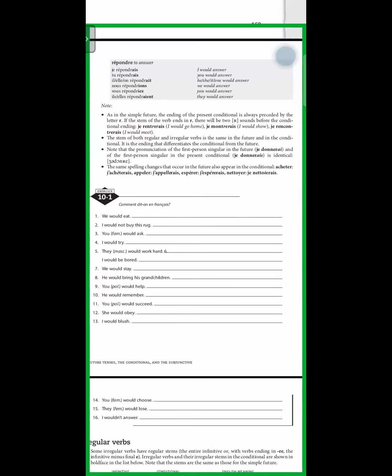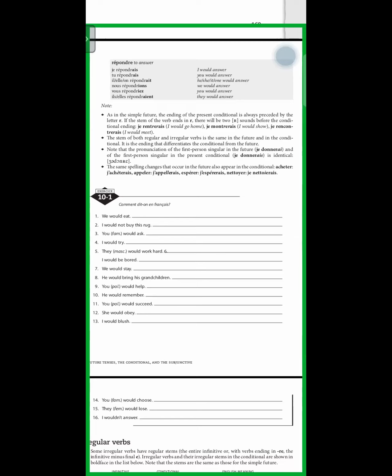If the stem of the verb ends in R, there will be two R sounds before the conditional ending, e.g., je rentrerais, I would go home. Je montrerais, I would show. Je rencontrerais.